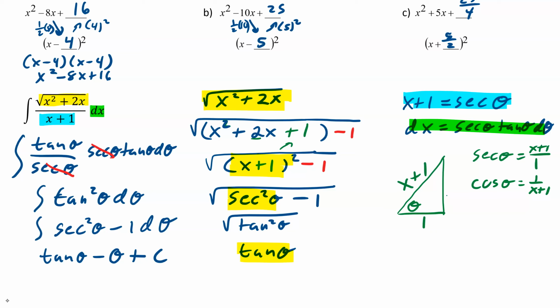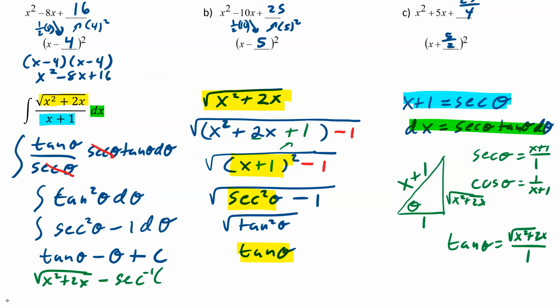And then we know that final missing leg is just going to be the square root of x squared plus 2x, just like we've been doing all of them. Now if we plug it in, we know our tan theta would be the square root of x squared plus 2x over 1. So it becomes the square root of x squared plus 2x, don't have to put over 1, minus, and then all we have to do is do the inverse for the secant, plus c.